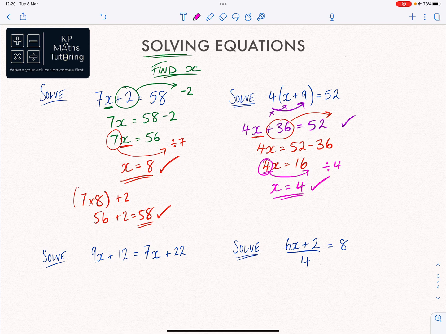Now I can double check that that works again. So if I'm saying x is 4, I'm saying that becomes 4. Well, 4 plus 9 is 13. And then because this is in brackets, I'm effectively saying 4 times by 13, and 4 times by 13 does equal 52. So I know that my answer is correct there.